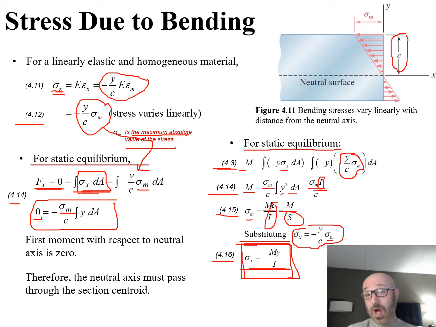A couple things that we can draw from what we've seen here within these governing equations is that the first moment with respect to the neutral axis is going to be equal to 0. Therefore, if that's the case, then the neutral axis must pass through the section centroid.